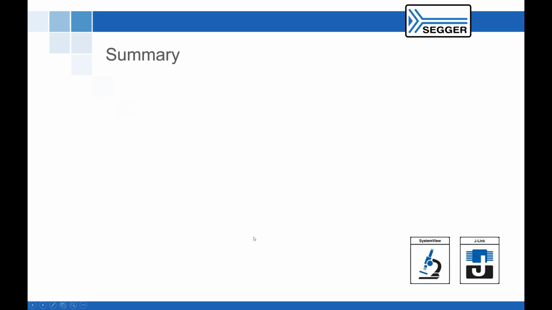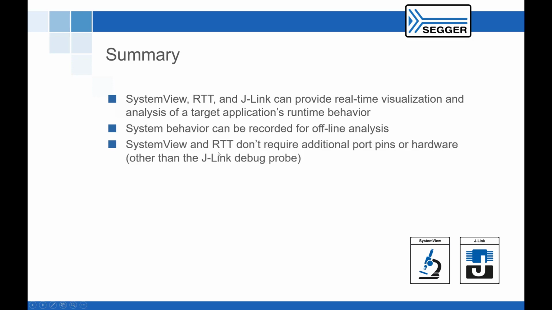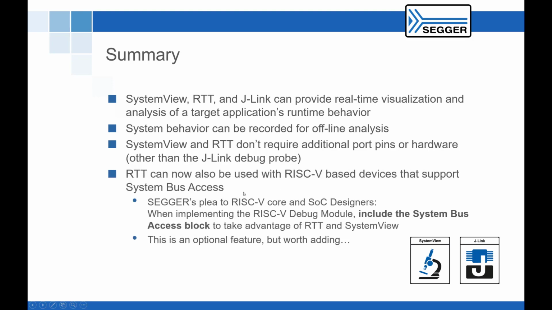So that gets us to the end. Just as a little summary, we saw how J-Link and RTT and SystemView work together to give us some nice real-time visualization and allow us to analyze our application's runtime behavior. We saw how you can record that and analyze it offline later on. And we saw that the nice part about it is that no additional hardware or pins are required, just some instrumentation in the code.